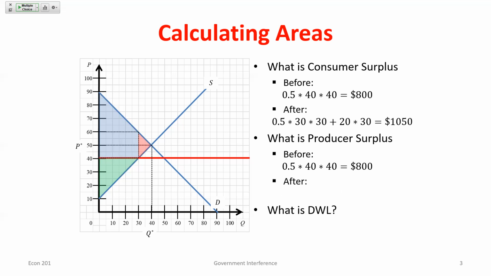Okay? If we then want to think about consumer surplus after the price ceiling, we said, okay, the government comes in and imposes this price ceiling of $40. It is binding, right?